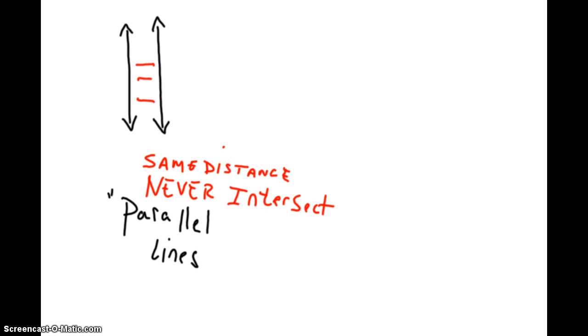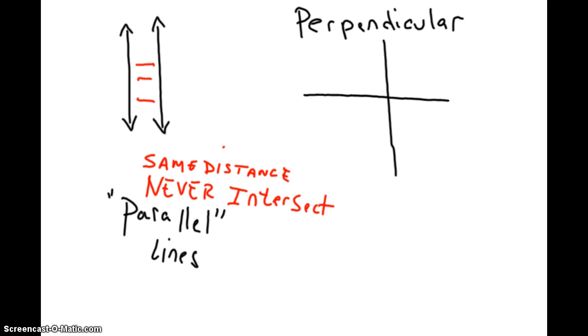The new name that you may have forgotten or you're not as familiar with are perpendicular lines. And perpendicular lines have a very special relationship, and that is they cross at a 90-degree angle. So they are intersecting lines, but they cross at a 90-degree angle. And remember, whenever we see that little square in between two lines, that means that it is 90 degrees, or, as you remember, a right angle.